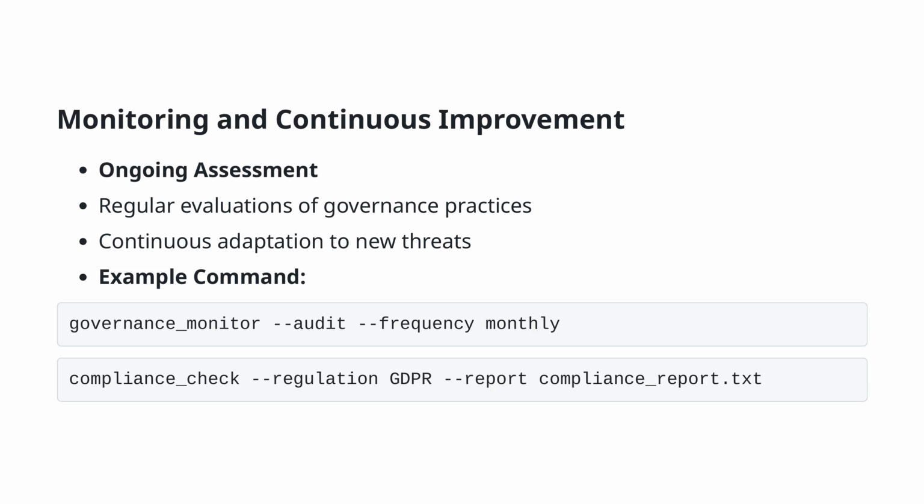Similarly, you can check compliance with specific regulations like GDPR using a command such as compliance check, regulation GDPR, report compliance_report.txt. This helps in generating detailed reports about your compliance status, which can be crucial for making necessary adjustments. By maintaining a cycle of monitoring and continuous improvement, you can not only stay compliant, but also enhance the effectiveness of your governance strategies over time.